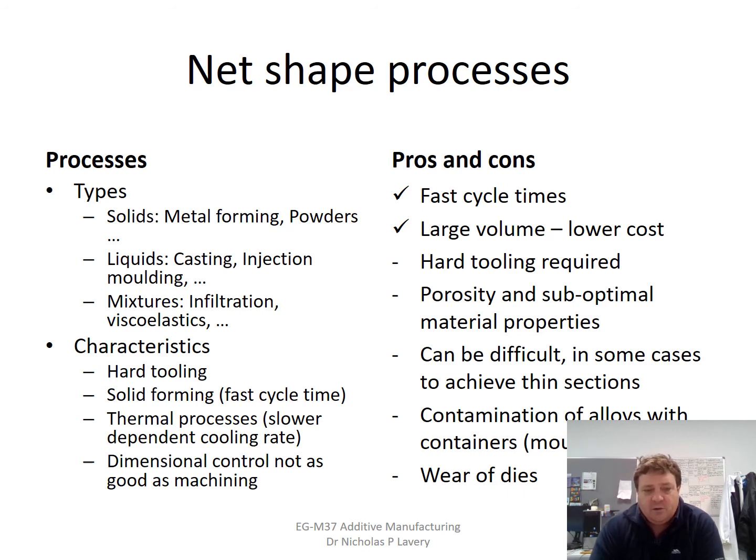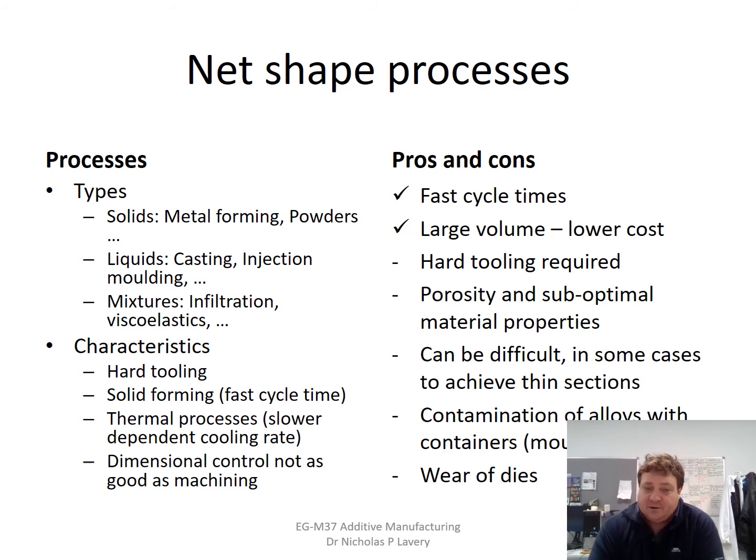You can have hard tooling, solid forming. You can have quite a fast cycle time with things like high pressure die casting, while thermal processes are slower, depending on the cooling rate. Dimensional control is not as good as machining, but it can be quite accurate. So we have fast cycle times, and we can deal with large volumes. These are pros of typically net shape processes. Most net shape processes, particularly casting type processes, are associated with low cost.